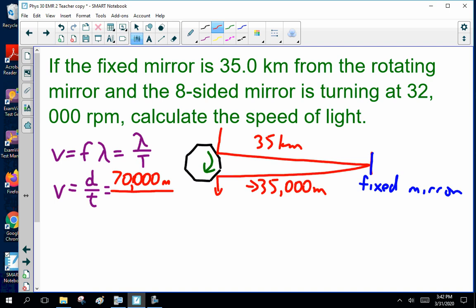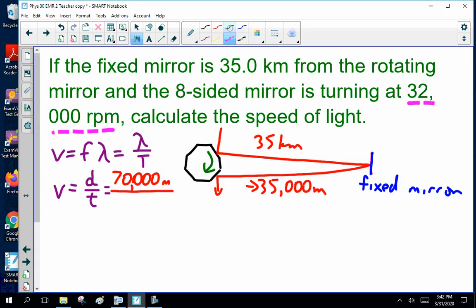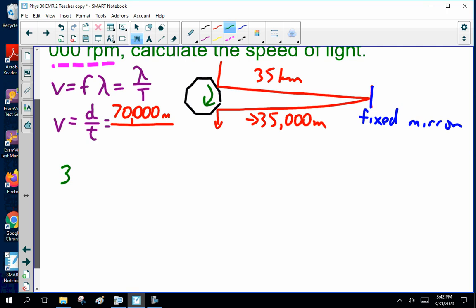What's my time? Well, here, what do I know? What is the other number I haven't talked about? 32,000 RPM. What the heck is that? Well, don't be that guy. 32,000 RPM is revolutions per minute.